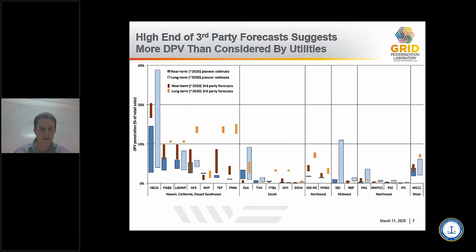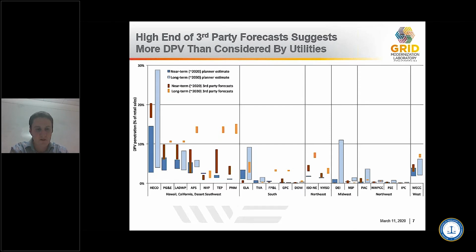Okay, so regarding the study that I was referring to before the poll, one of the first exercises we took was to gather what are the near and long-term forecasts of penetration rate of DPV that different utilities have used in their resource plans. And so you can see here that it ranges quite a bit. Hawaii is at the far upper end of near 30% penetration rate, but many utilities are well below 2%.